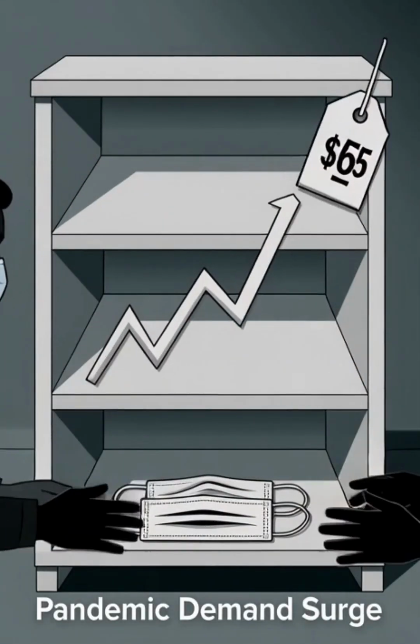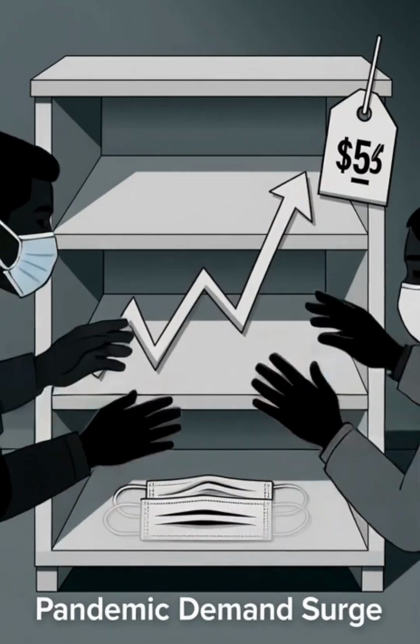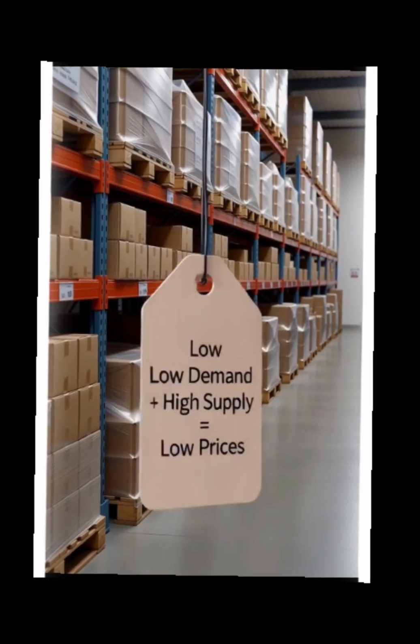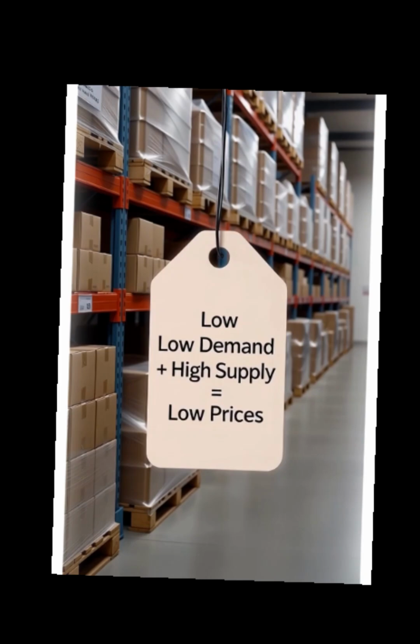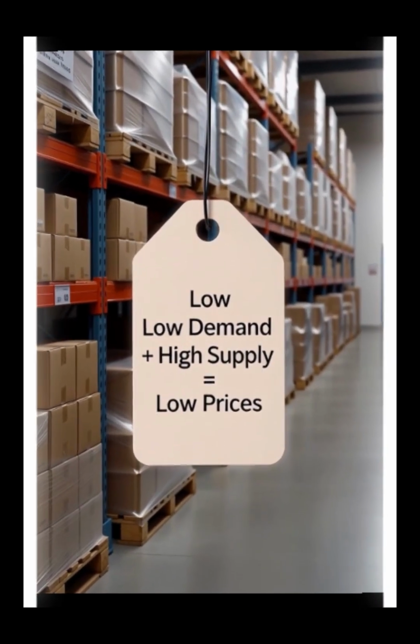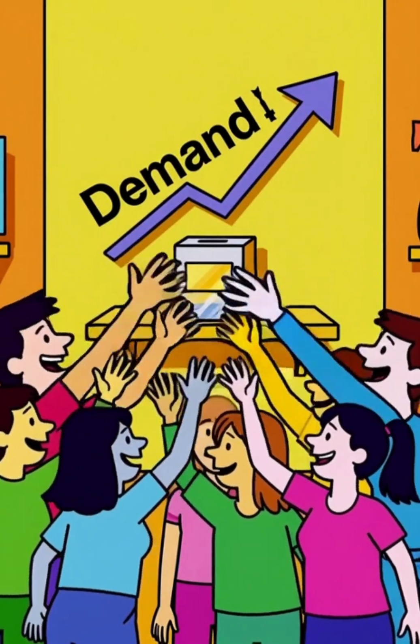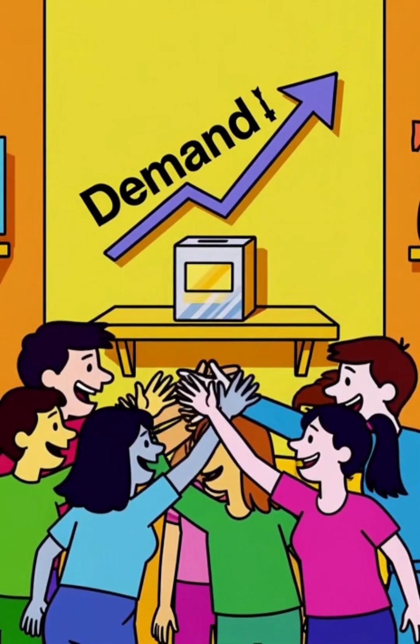Simple explanation. Demand: how much people want something. Supply: how much of that thing exists. Prices rise when many people want something, but not enough exists. Prices drop when something exists in huge amounts, but nobody wants it.